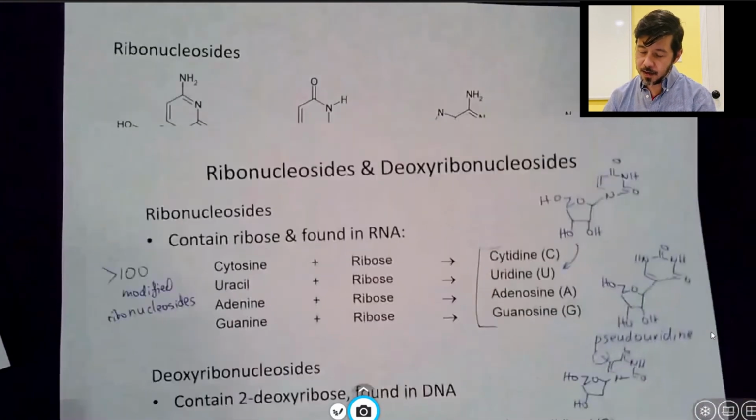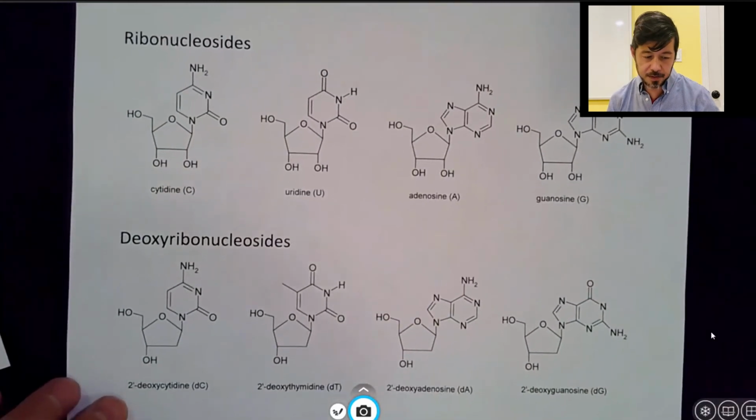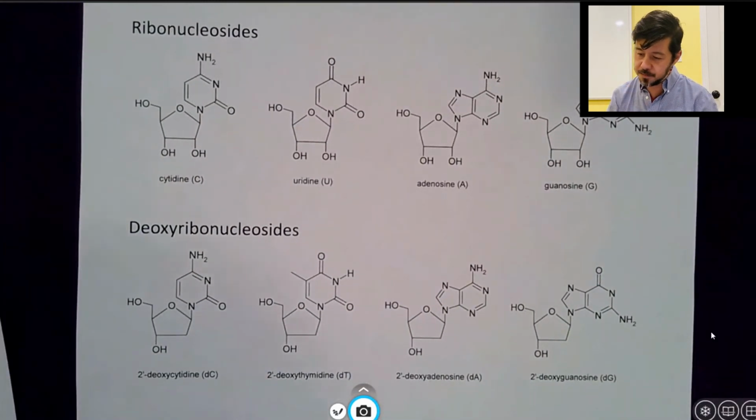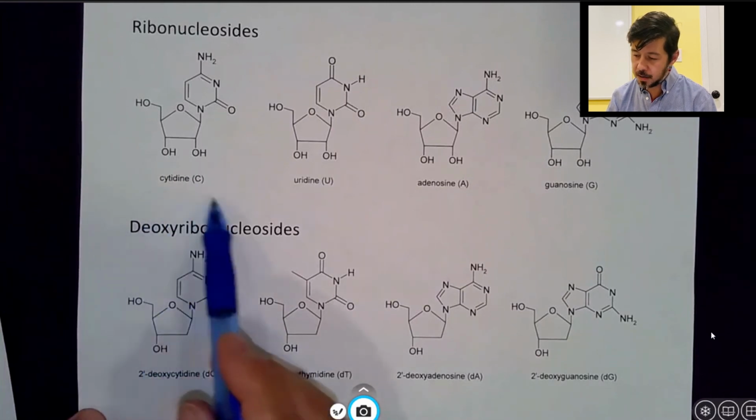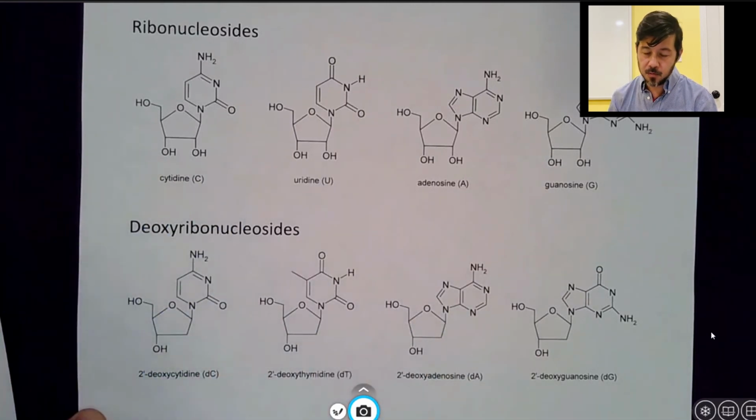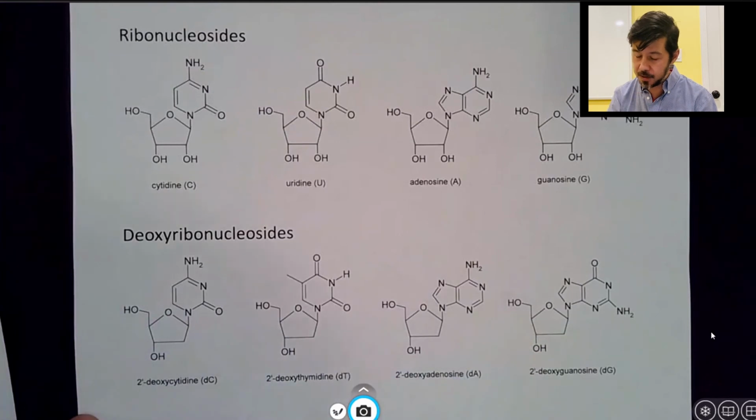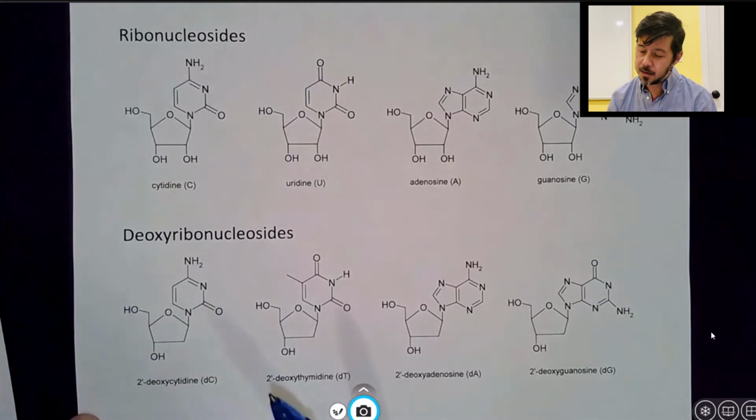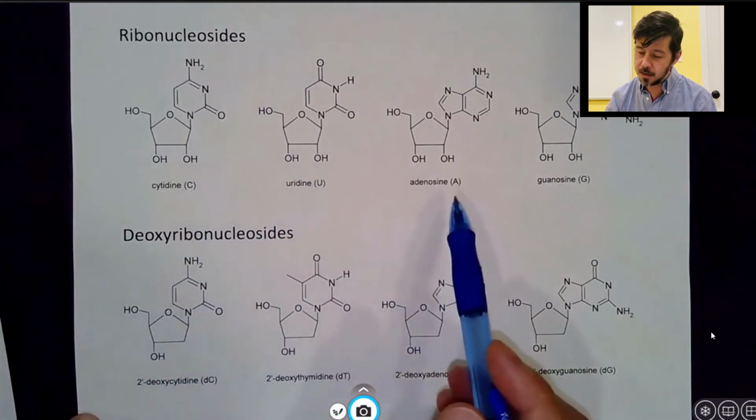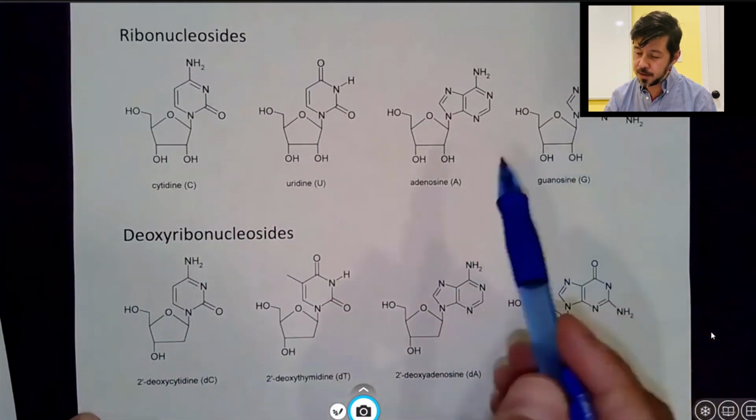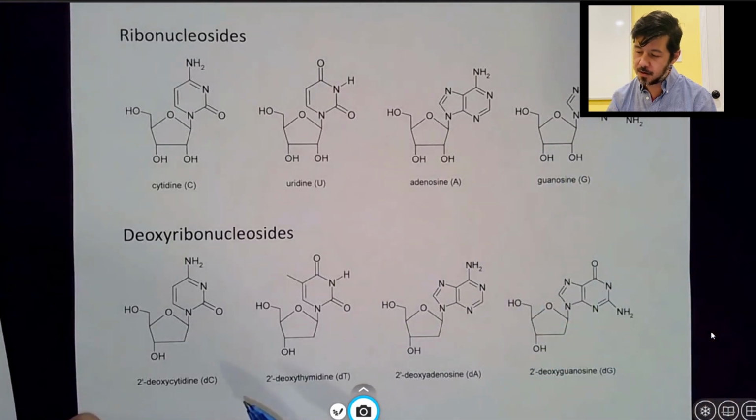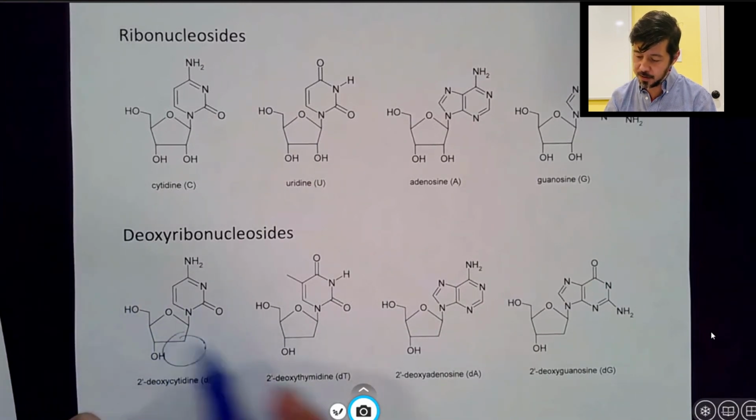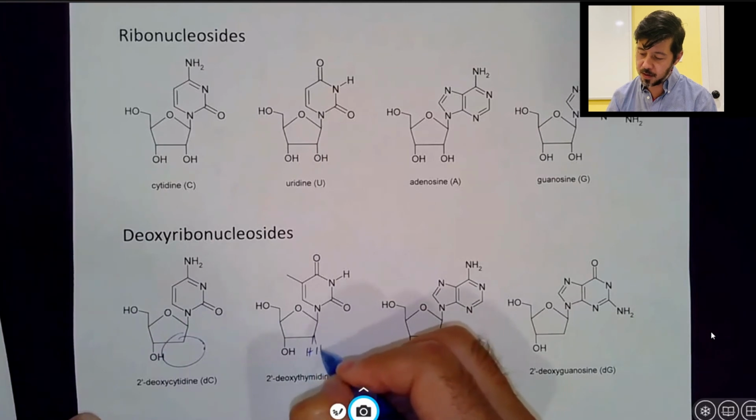And lastly, what I have here are some of the structures of these ribonucleosides. Again, we've seen a lot of these already. I wouldn't expect you to memorize these, but I think you will become quite familiar with these. Cytidine and uridine have your two pyrimidine heterocyclic bases, and adenosine and guanosine have your purine heterocyclic bases. And then the deoxyribonucleosides, as I mentioned, just have the two protons here.